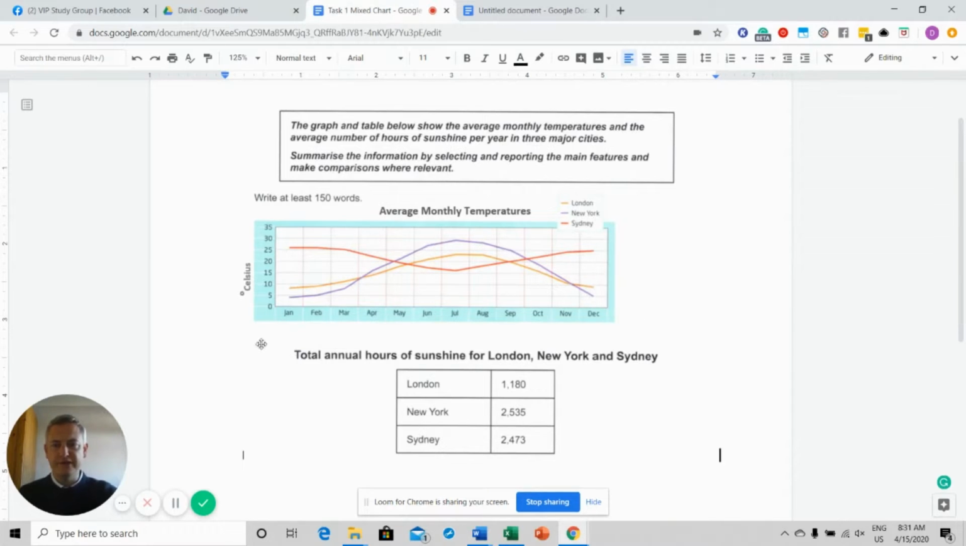So looking at this chart first, on the left here, we can see Celsius. Now, remember, when you are reporting the data, if we can't see what the exact figure is, we must use an approximation. So looking at this blue line, New York, 5 degrees. It's not quite 5 degrees there, so we would have to say just below 5 degrees or around 5 degrees. Same with this yellow line, London, and this red line just above 25. So it's really important that we use approximations.